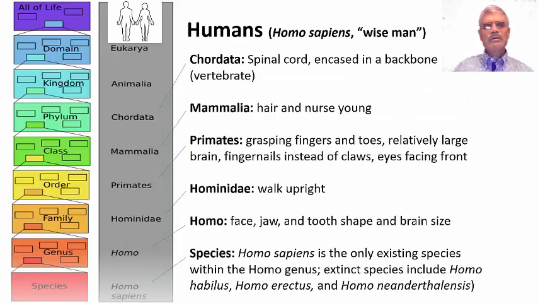Now, let's go back and review again the classification of humans. The word Homo sapiens means wise man. And if we go back to our Linnaean classification, we are in the domain of Eukarya or eukaryotes. In the kingdom of Animalia, the phylum is Chordata. That is, Chordata means we have a spinal cord, which of course is encased in a backbone. That is, we're also vertebrates. And then the class is Mammalia, meaning our bodies are covered with hair, or fur, ours, of course, hair, and that we nurse our young.